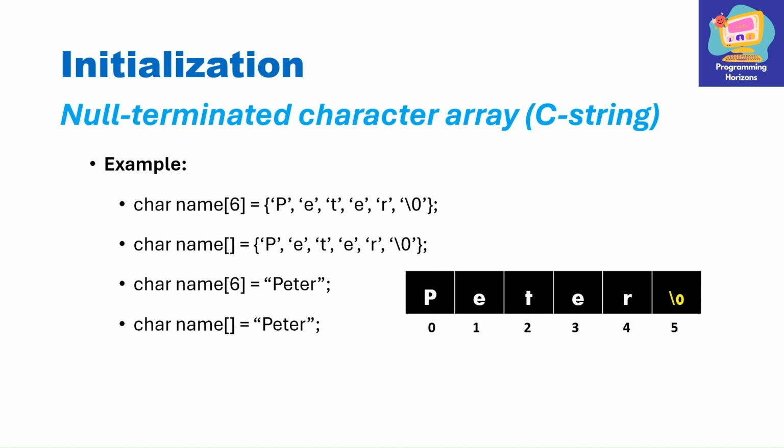For example, here we have char name[6] equal to PETER, and the last character is a null character indicating the end of the string. If you want, you can skip the size also, as shown here in example number 2. In example number 3, we don't have individual initialization of the characters, rather we have written the word Peter together inside a pair of double quotation marks. Once again, if you want, you may skip the size.